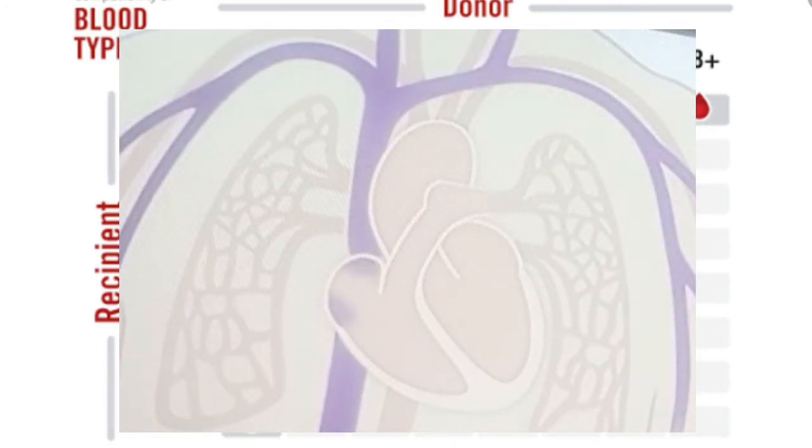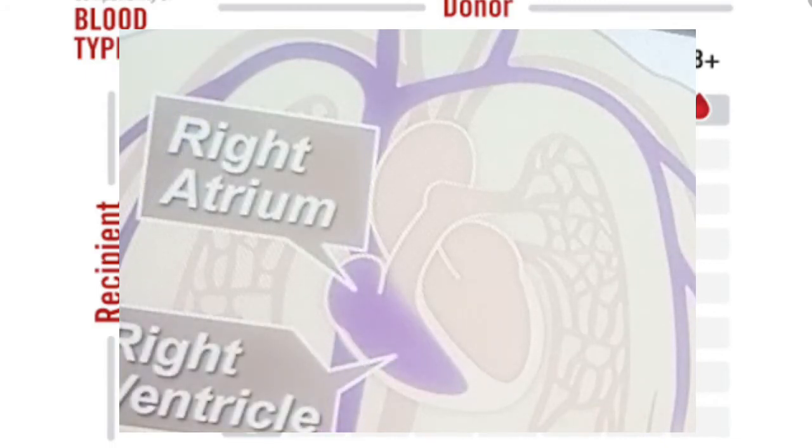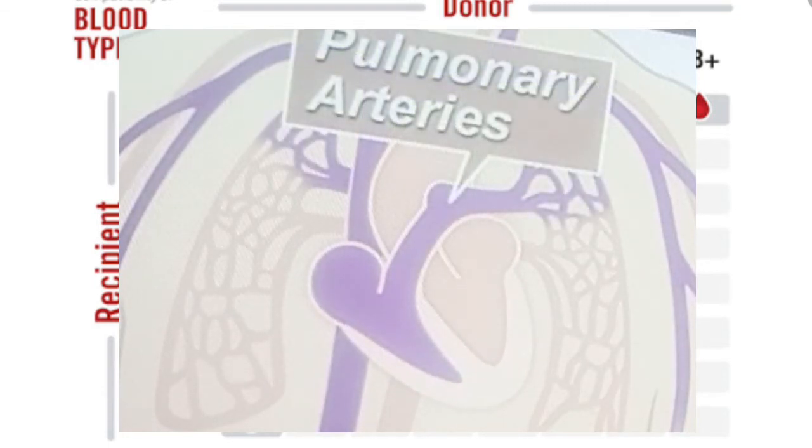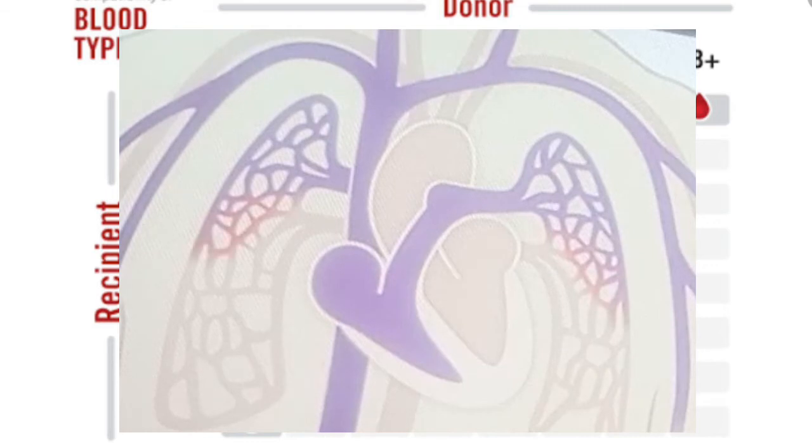The location is the mediastinal cavity, medial to the lungs. Shape: cone-shaped with the apex pointing downwards and to the left. It is enclosed by a pericardium.